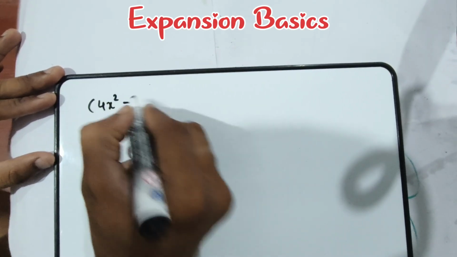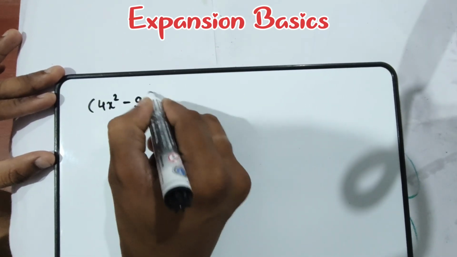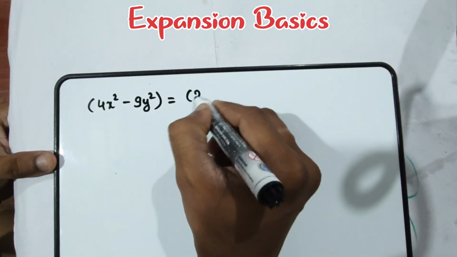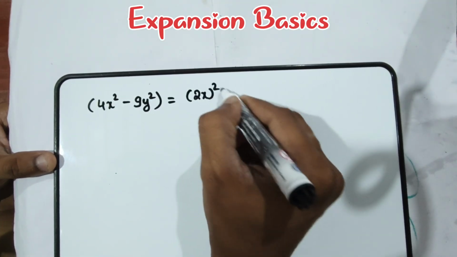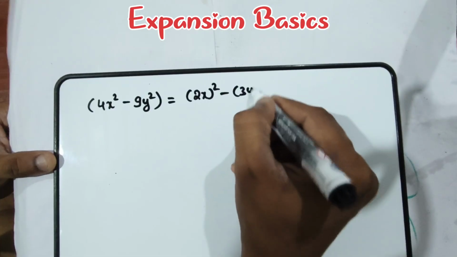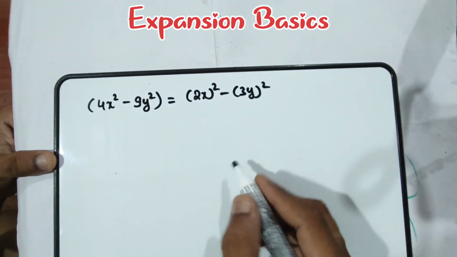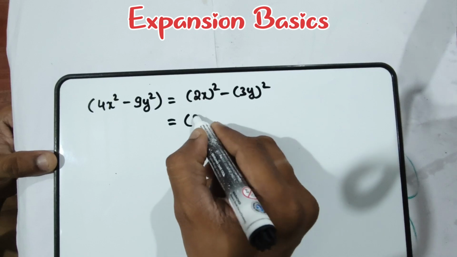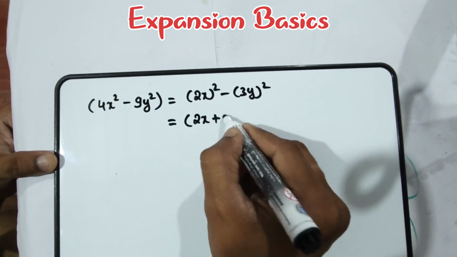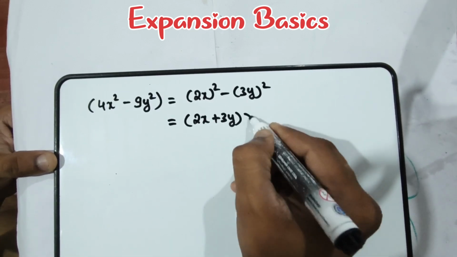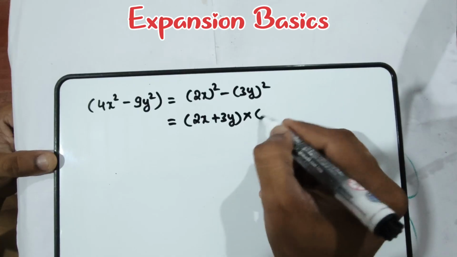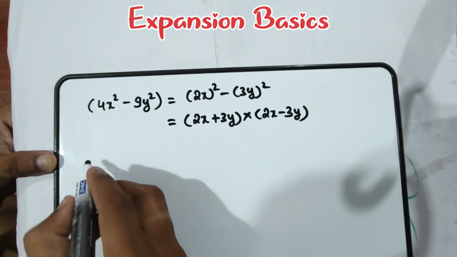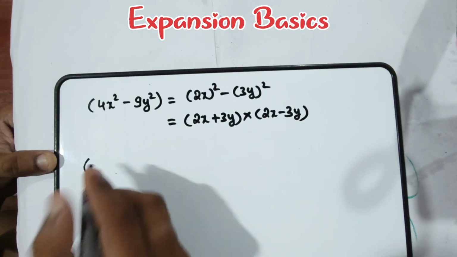Let's solve some questions. 4x square minus 9y square. How do you simplify this? 4x square can be written as 2x bracket square minus 3y bracket square. It is looking like the formula a square minus b square, that is a plus b into a minus b. That is 2x plus 3y into 2x minus 3y. 2x plus 3y into 2x minus 3y is the answer.